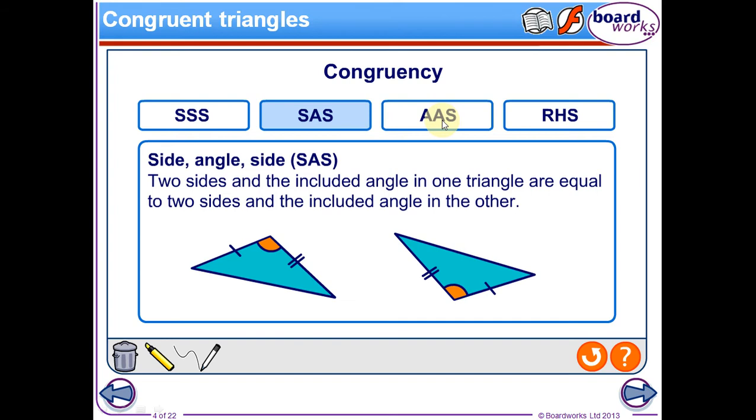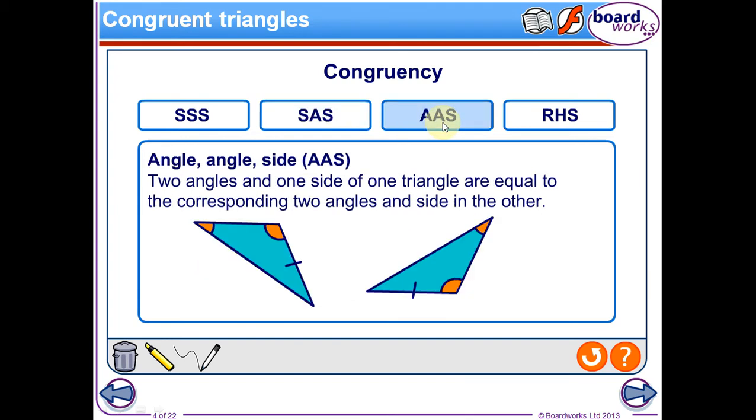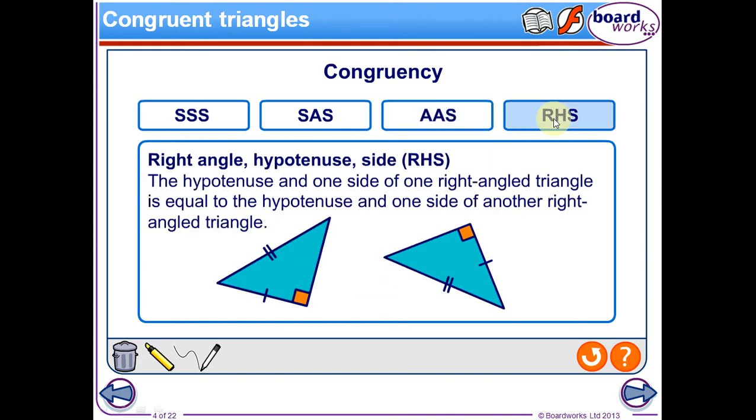So let's take a look at AAS, that is angle angle side. Two angles and one side of one triangle are equal to the corresponding two angles and side in the other. If you look at this now, this angle corresponds to this angle, and this third one here. So let's look at RHS, right angle hypotenuse side. The hypotenuse and one side of one right angle triangle are equal to the hypotenuse and one side of the other right angle triangle, and you can see that, guys.